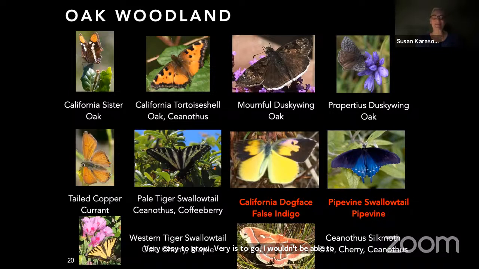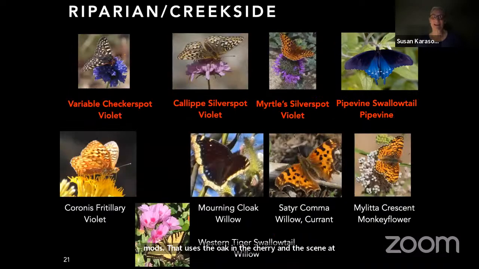The Western tiger swallowtail is an amazing butterfly. It's got a lot of energy, as does the pipevine, by the way. Just a lot of energy to fly back and forth, and it seems to really like tall trees, oaks and cherries and maples and willows. And the silk moth is one of our gorgeous moths that uses the oak and the cherry and the ceanothus. So riparian is a fancy word for creekside.